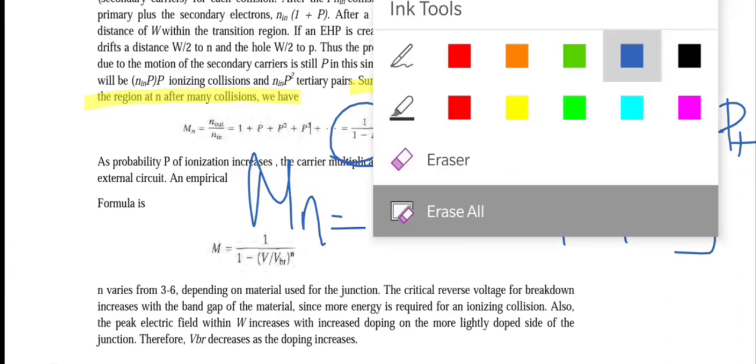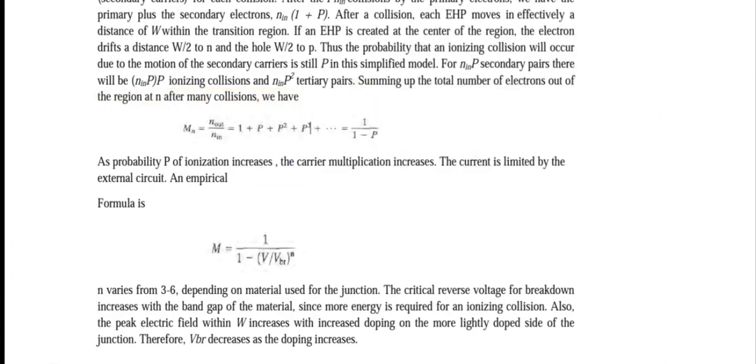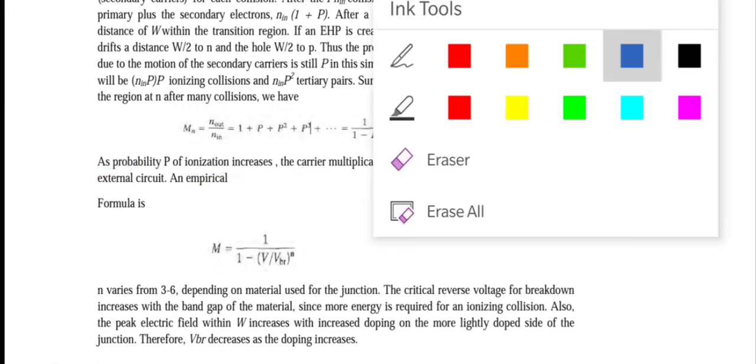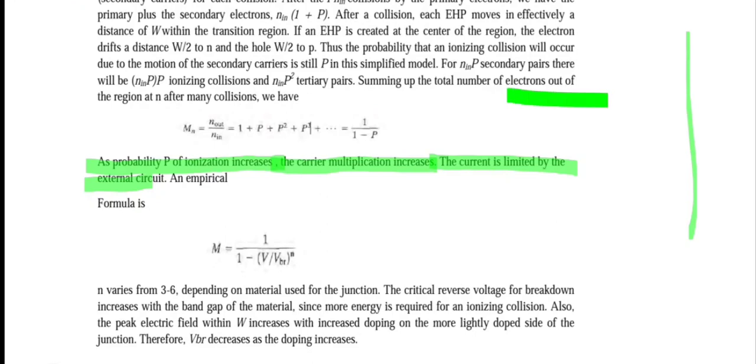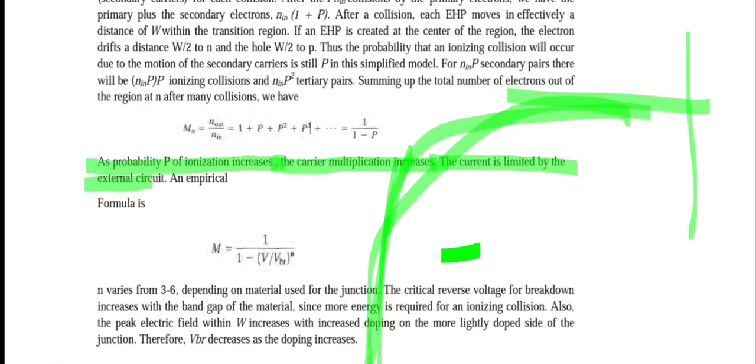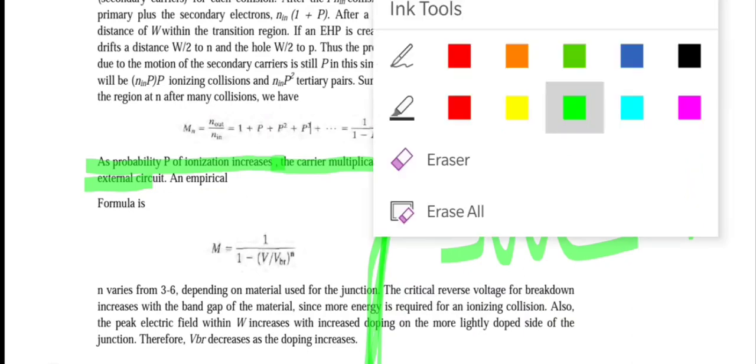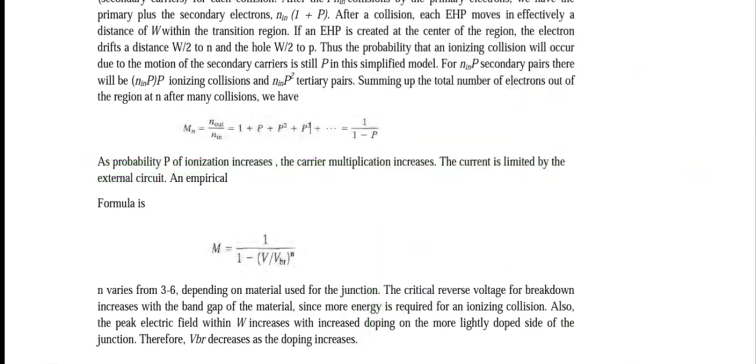So as the probability P of ionization increases, the carrier multiplication increases. As the minority charge carriers increase, the drift current will increase. This current is limited by the external circuit. A large current will flow in this case, and it is limited by the external resistance connected, known as the current limiting resistance.